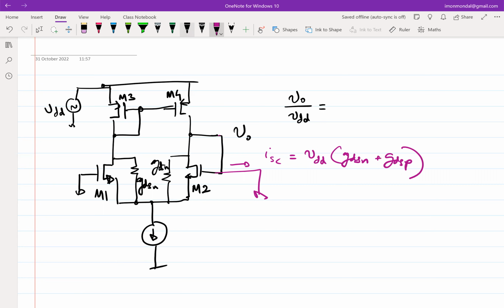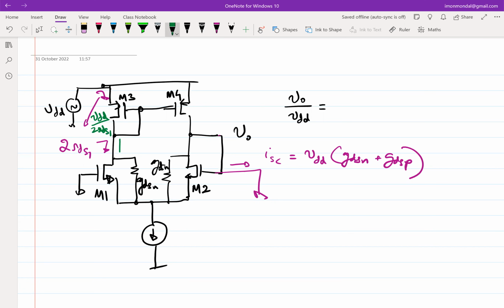And how did we get that? Same old thing. We figured out the looking-in impedance. What is the looking-in impedance at the drain of M1? It is 2RDS1. So what is the looking-in impedance at the source of M3? It is 1 over GM3 plus 2RDS1, which is approximately equal to 2RDS1. So this current will be VDD by 2RDS1.